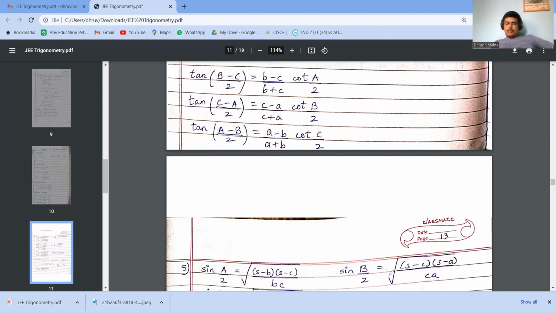So in sine of B by 2 it will be the same with c and a, so it's root of (s minus a)(s minus c) upon ac. So can you tell me what will be sine of C by 2?